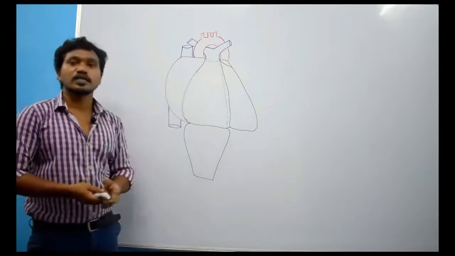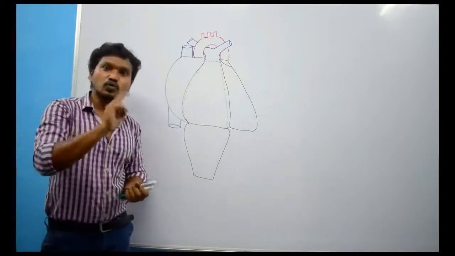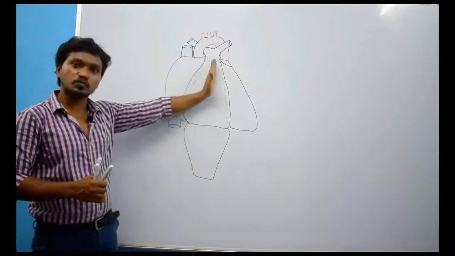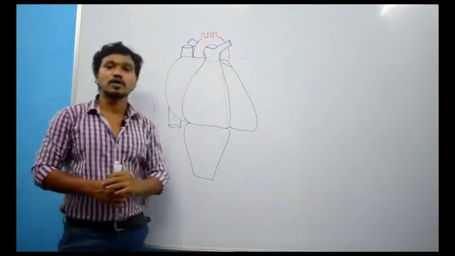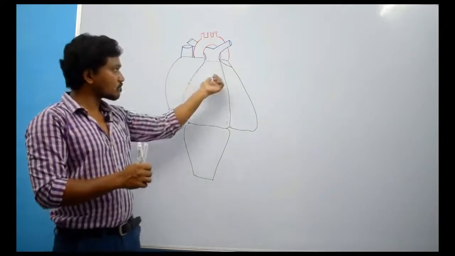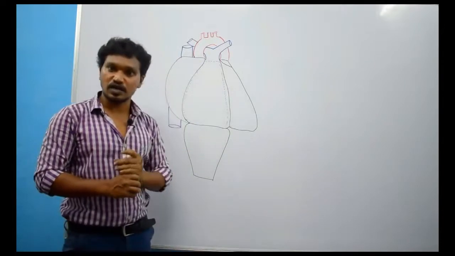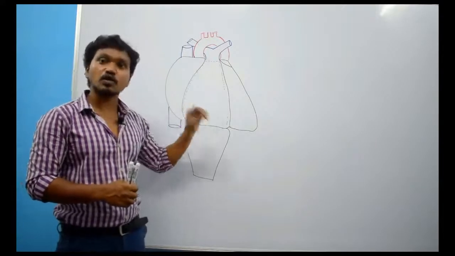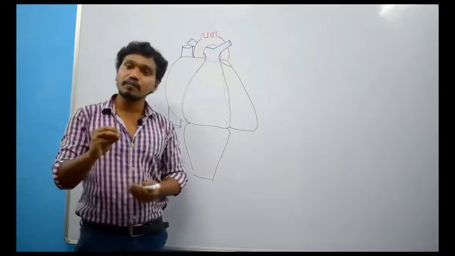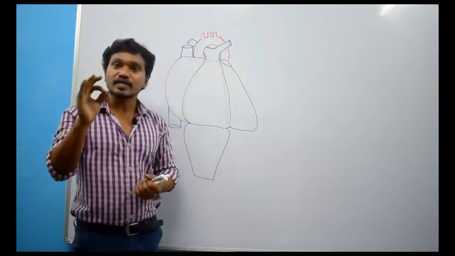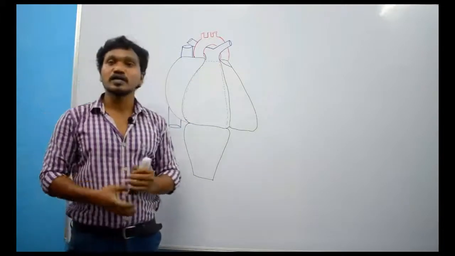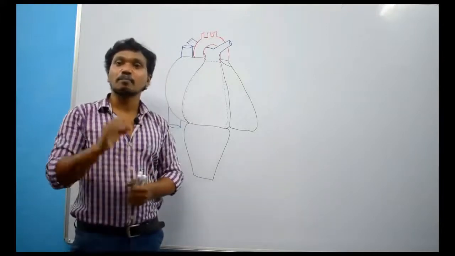In this interior you can observe mainly two areas. One is the rough inflowing part and another is the smooth outflowing part. The rough inflowing part is made up of many ridges, bridges and pillars. The smooth outflowing part is very smooth, with no muscular ridges. These two parts are also of different developmental origin. The rough inflowing part is derived from the ventricle proper, that means the right part of the ventricle proper. And the smooth outflowing part is embryologically derived from the bulbus cordis.